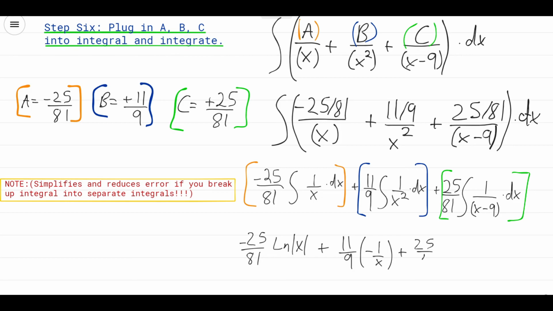And then 25 over 81. And for this one, you would use the natural log because it's to the power of 1. So it would be the natural log of the absolute value of x minus 9 plus c.